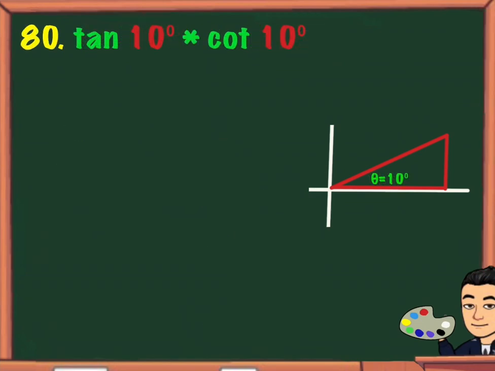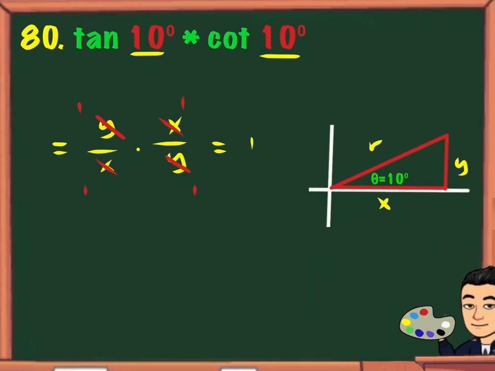For number 80, we have theta equals 10 degrees. That means we can just work on one triangle only. We got the x and y and r. Knowing that tangent is y over x, you're going to multiply that by cotangent, that's x over y. We can simplify the y and y, x and x, everything just becomes 1. So you're going to simplify to 1.